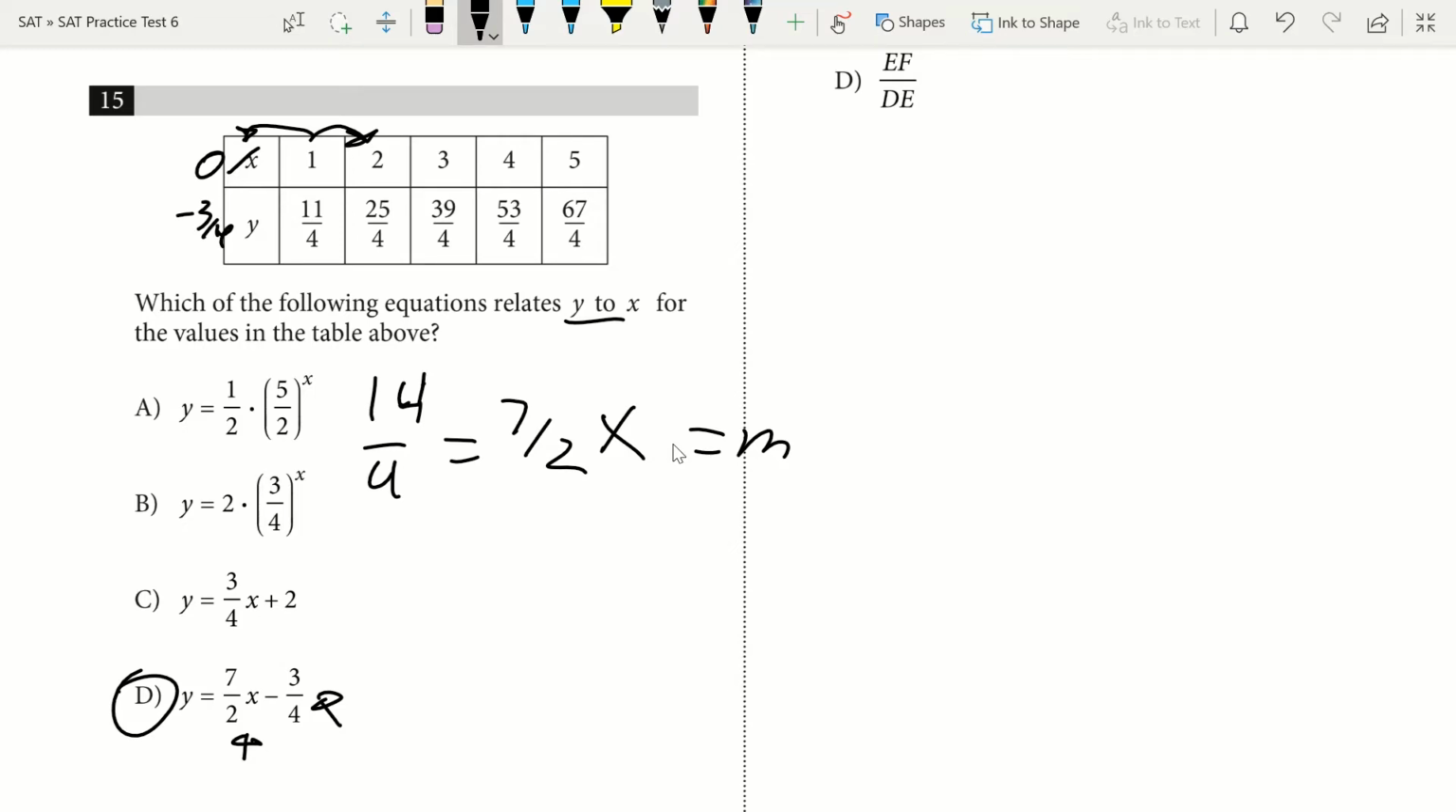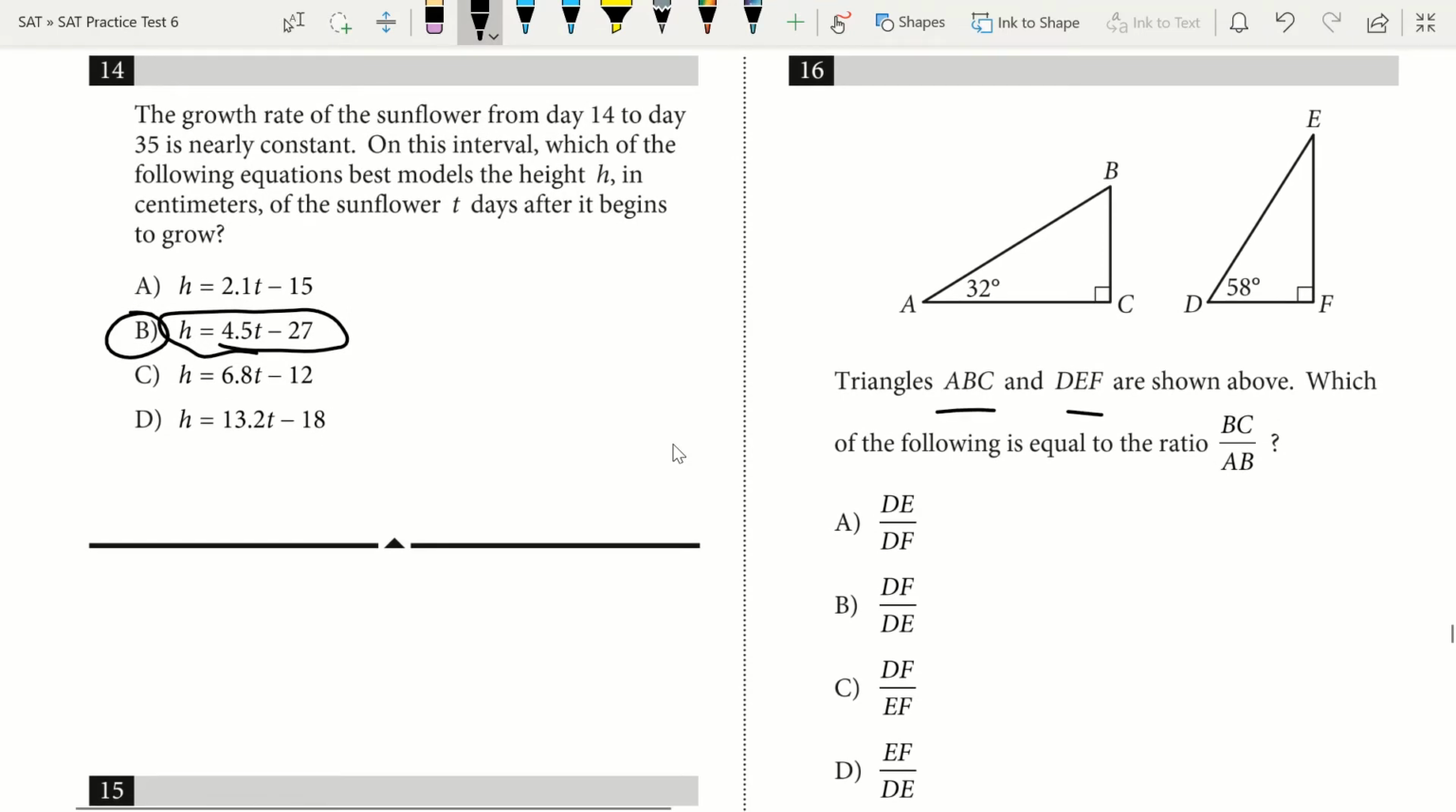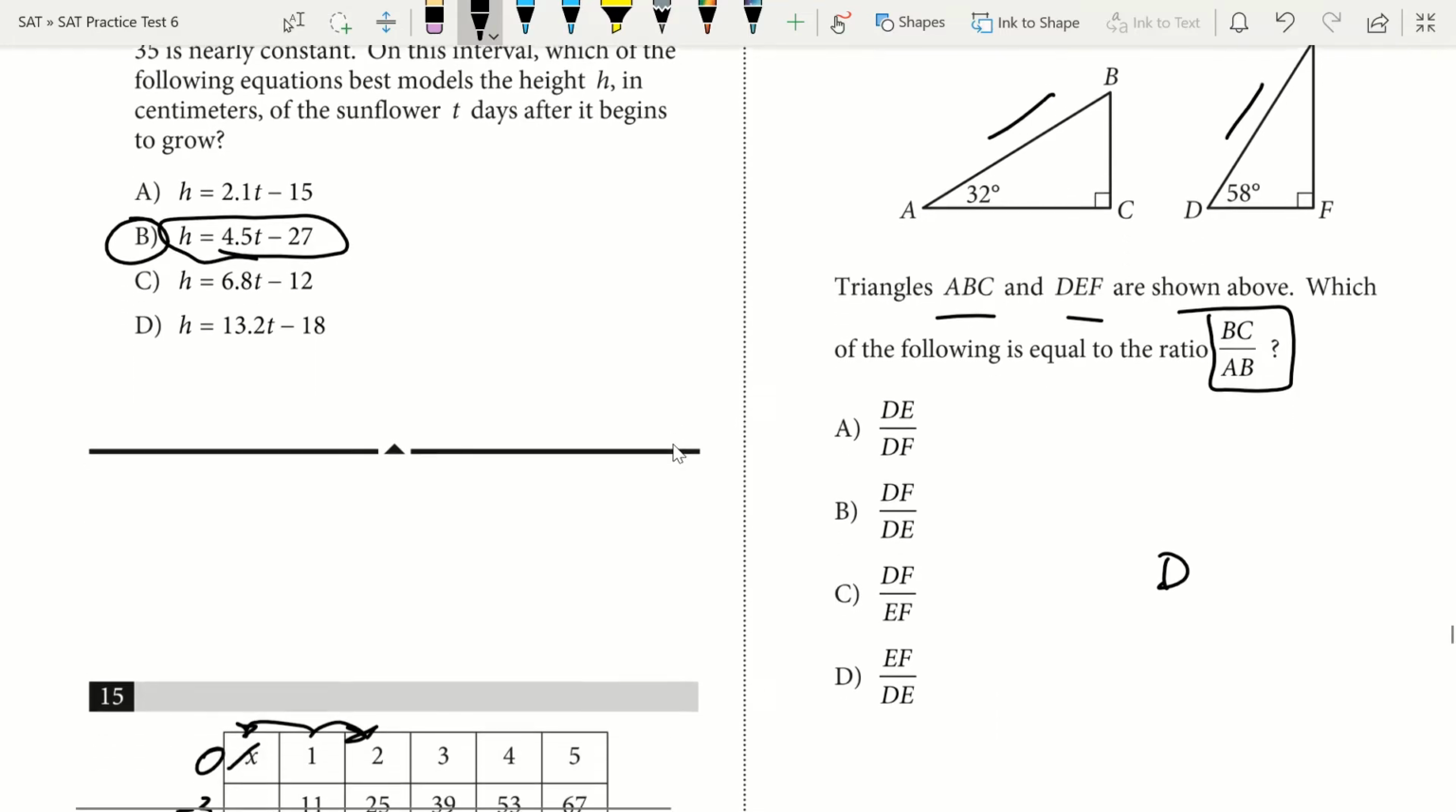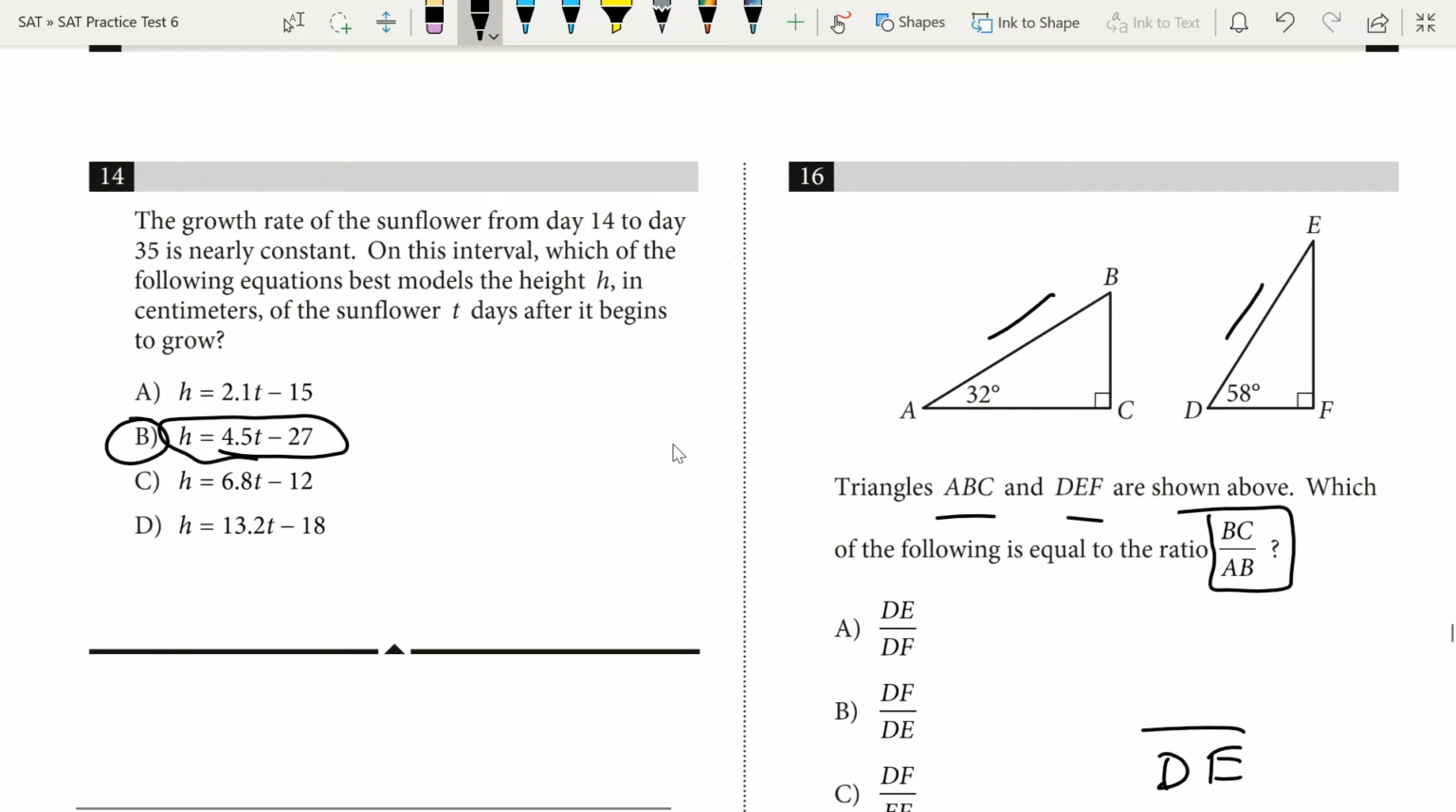All right, question 16. Triangles ABC and DEF are shown above. Which of the following is equal to the ratio BC over AB? AB is my hypotenuse here, so I need my hypotenuse over here, which is DE. So I know DE will be my denominator. BC is from the 58 degree angle to my right angle. I misspoke there. So we're going to go from the angle of 58 degrees, which is right here, to F. So we're going to have DF over DE.